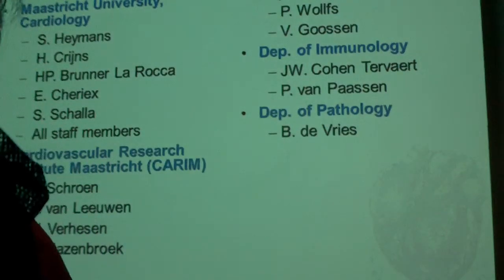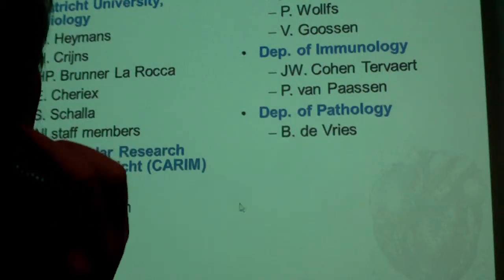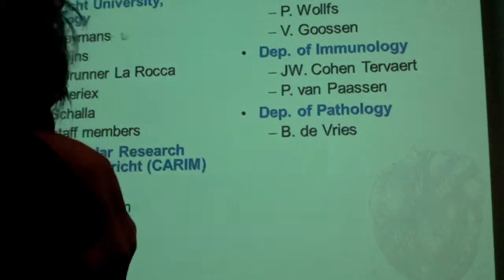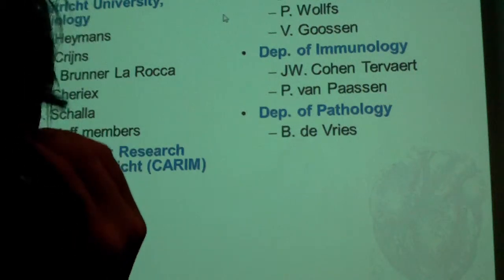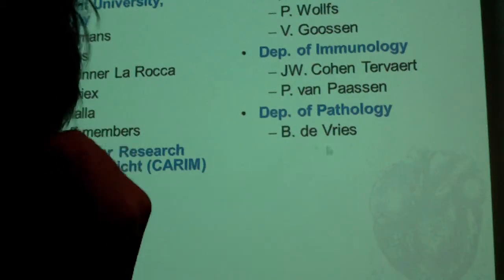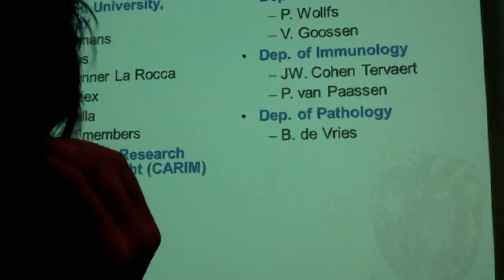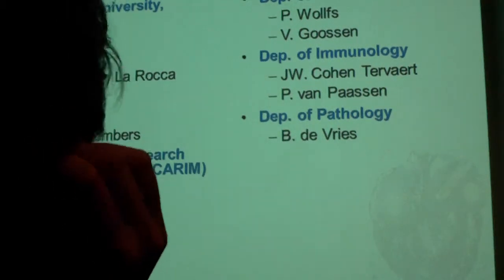This is our group. Especially Professor Heijmans here is known to do a lot of work on inflammatory heart disease in the clinic and also in the pre-clinic. And as you can see here, it's not only the cardiology department, also the microbiology, the immunology, and the pathology, which make up a large part of our group. Are there any questions at this time?